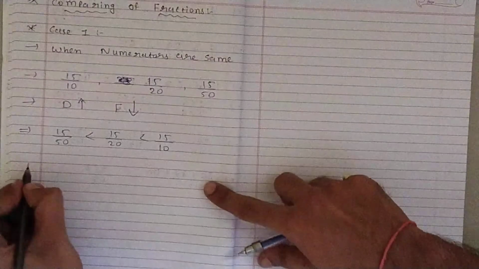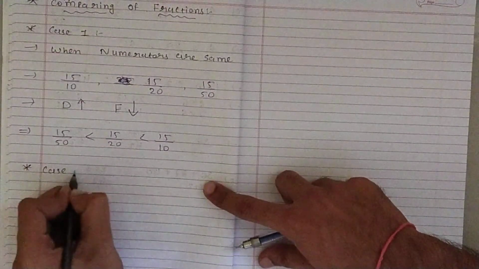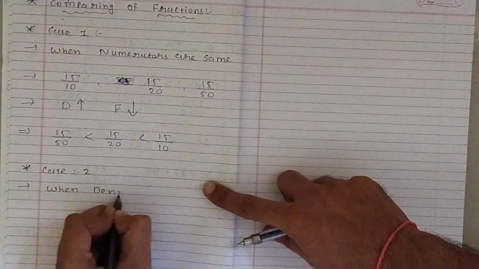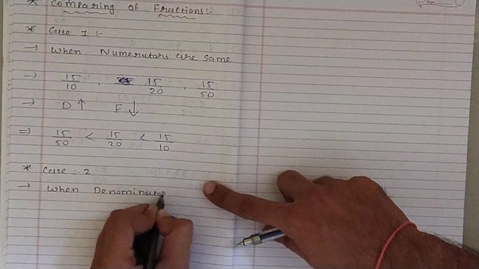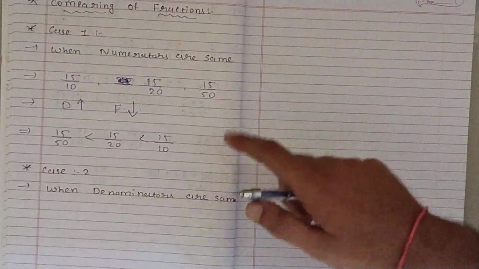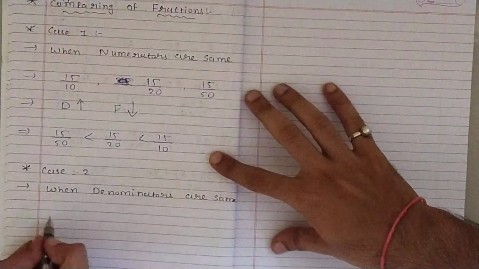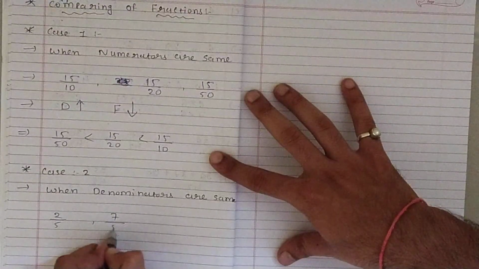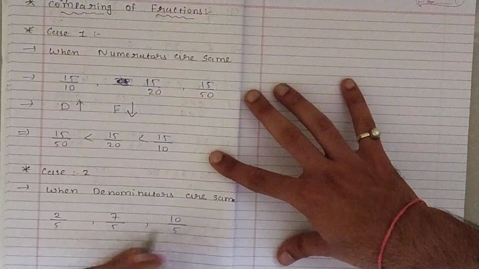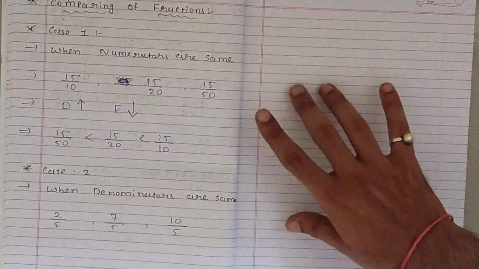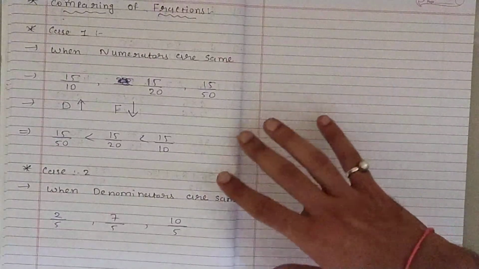Now for the second case, case 2, when denominators are same. Okay, so how will you decide which fraction is bigger and which fraction is smaller when the denominators are same, right? Like 2 by 5, 7 by 5, 10 by 5. These are the three fractions I have taken. If you observe, the denominators in all three fractions are same, which is 5.